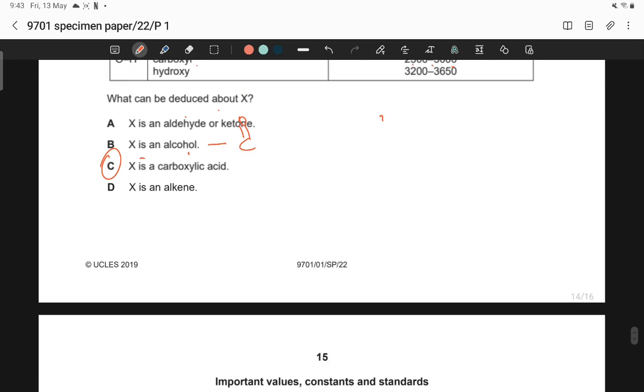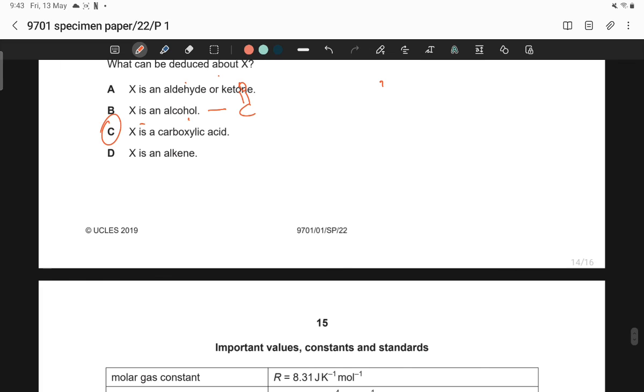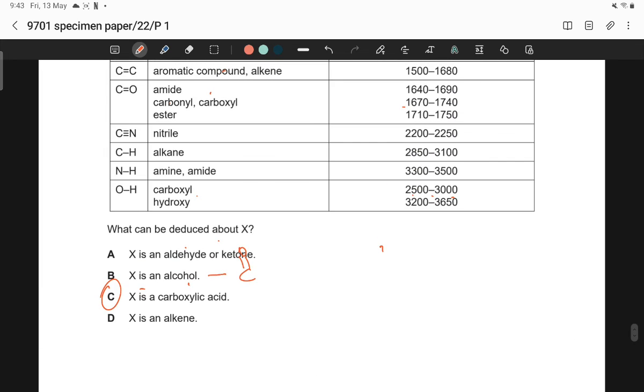So this is all about the 9701 specimen paper 1. Hope you like it.